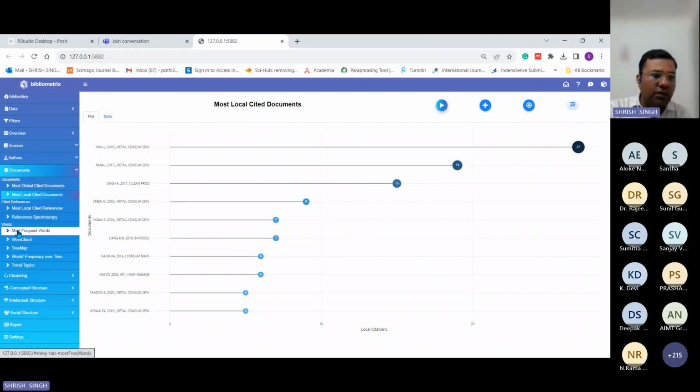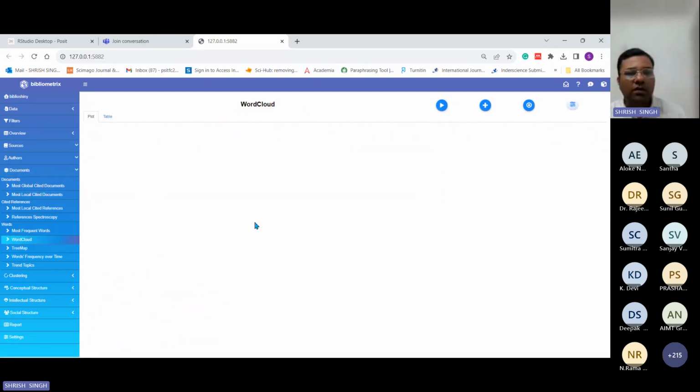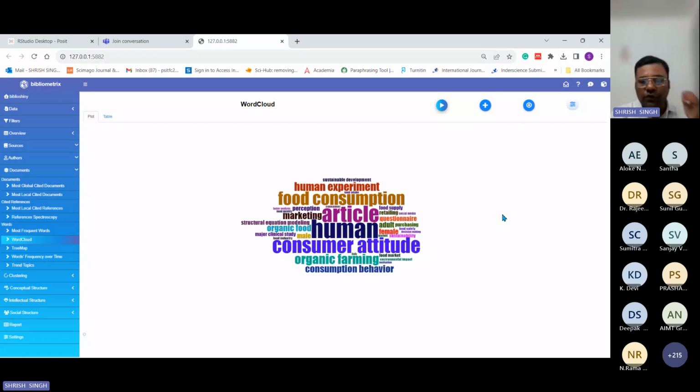Similarly, you can come to the word cloud. I want to show you the word cloud. Someone was asking in between what keywords were used. So you can see the trending keywords out of these 258 articles. Can you see this word cloud? Are you able to see it? Yes. Am I audible? Yes, sir. Okay. So what is it showing basically?